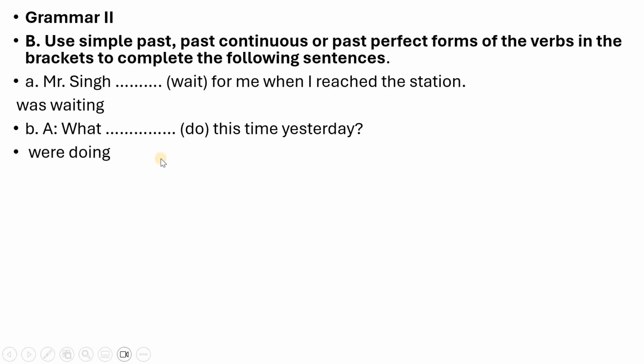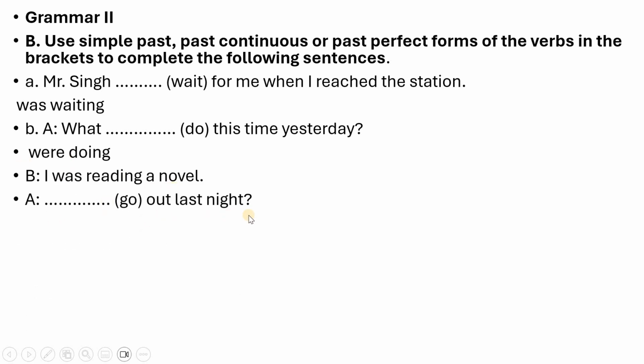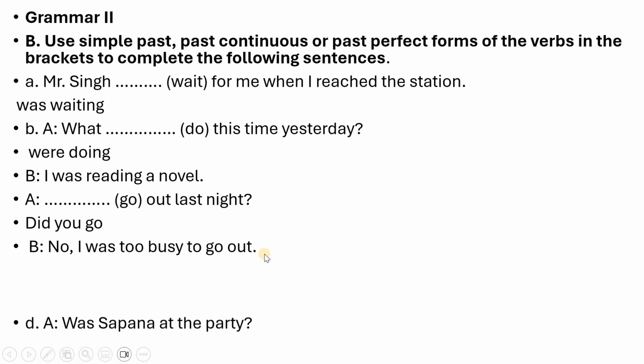So we can write it. Were you doing? Yeah, "you" is missing. Right? You will say, what were you doing this time? I was reading a novel. Now, go out last night. So, did you go out last night? Did you go out? No, I was too busy to go out.